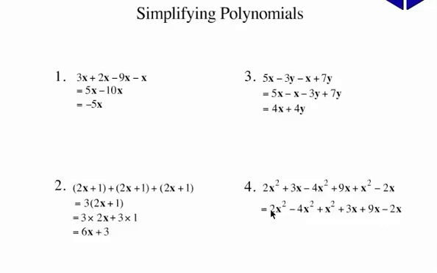Anyhow, we have 2x squared, take away 4x squared plus x squared. So 2x squared plus x squared is 3x squared, take away 4x squared is minus x squared. And then we have 3x plus 9x is 12x, take away 2x is 10x. So minus x squared plus 10x.